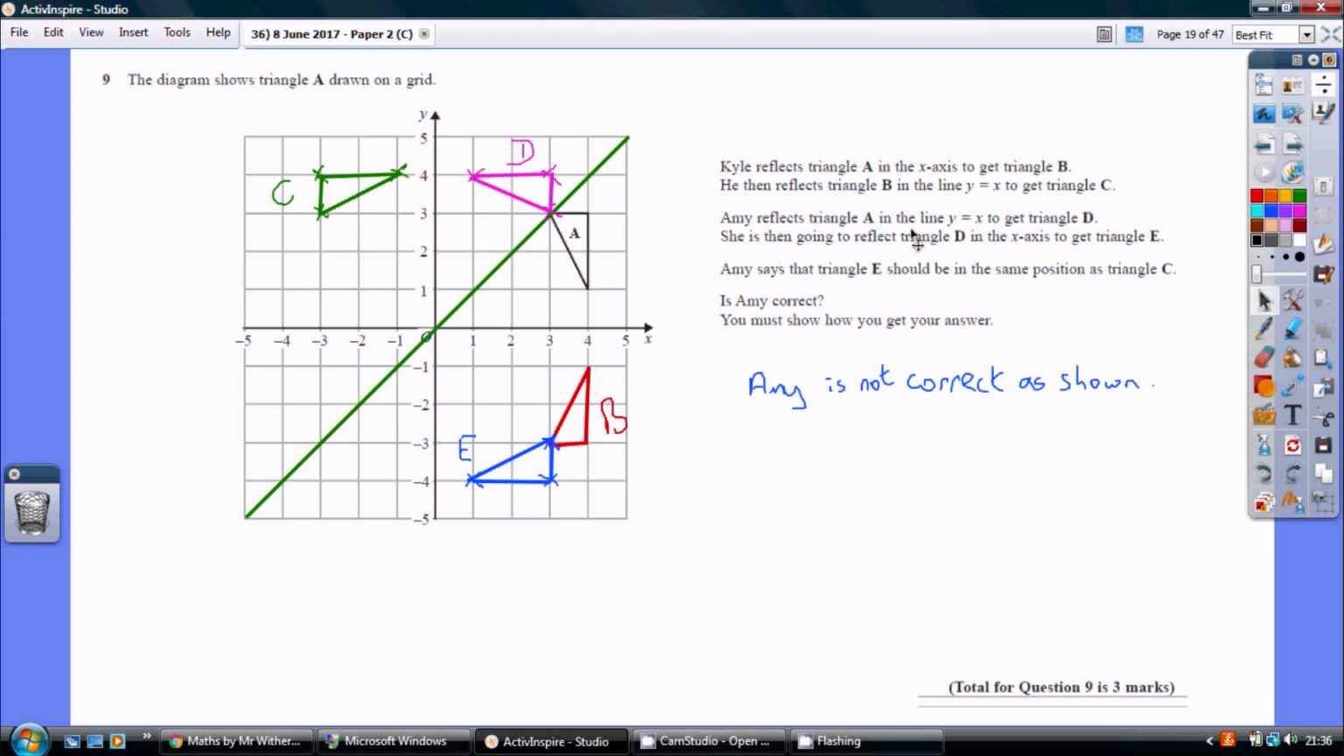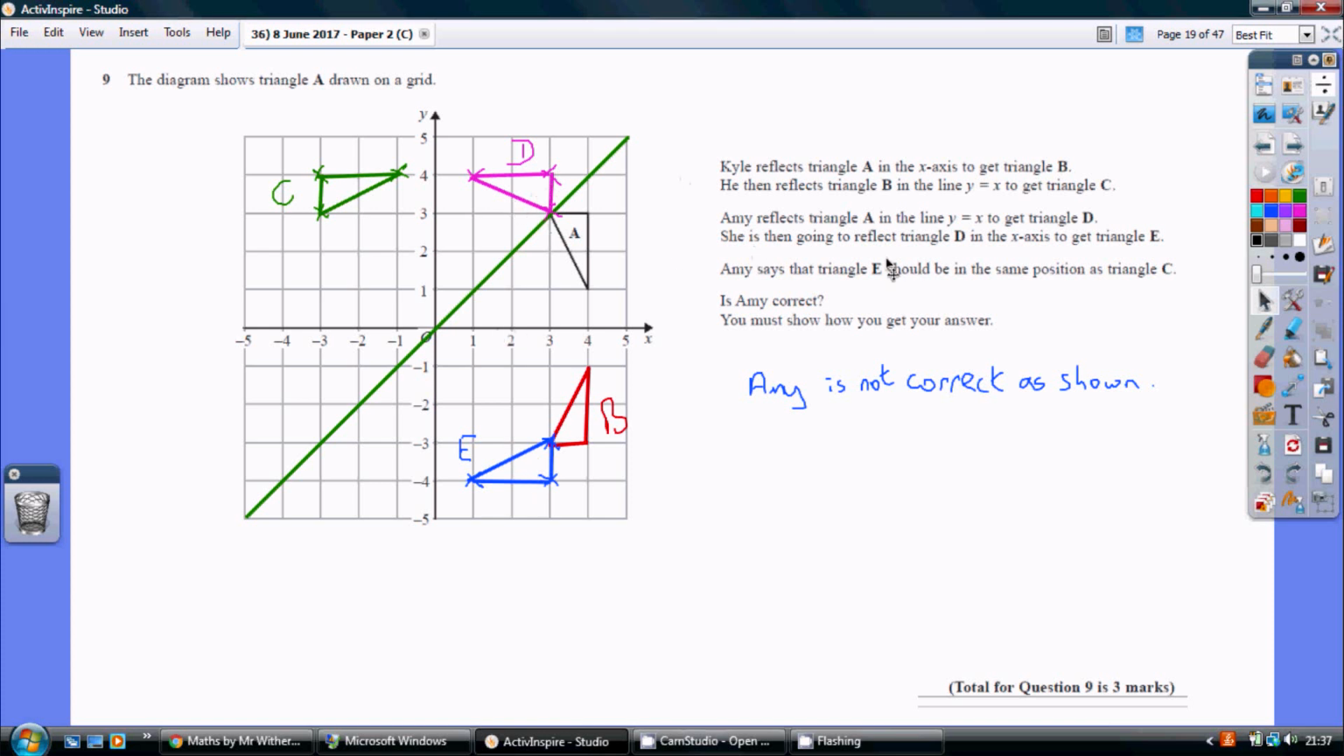Amy reflects triangle A in the line y equals x to get D, so that's just doing that one there. She is then going to reflect triangle D in the x-axis to get triangle E, so that's what I've done down here. Amy says that triangle E should now be in the same position as triangle C. Is she correct? Well, clearly she isn't correct because E's down here.